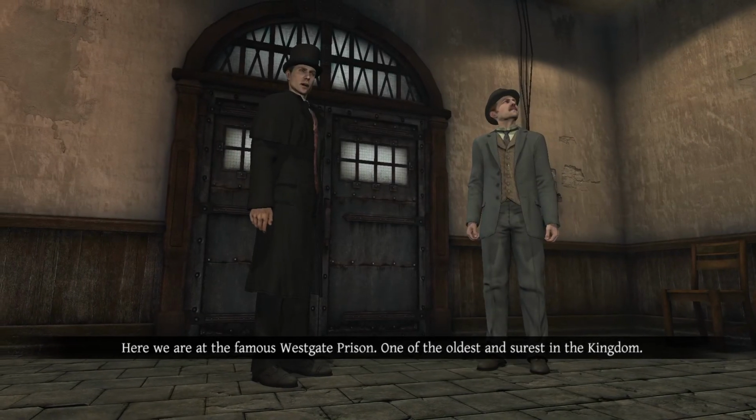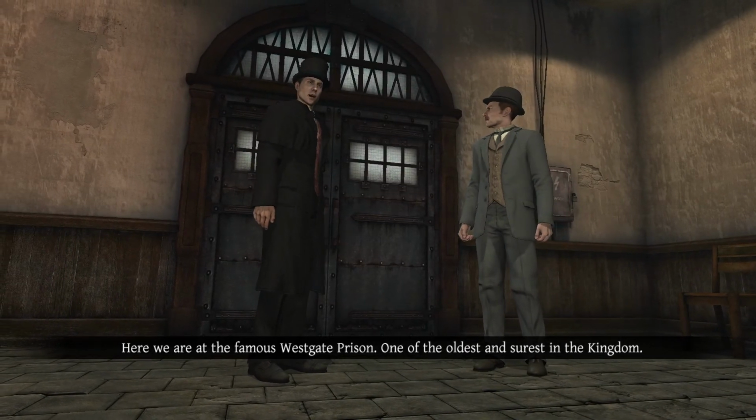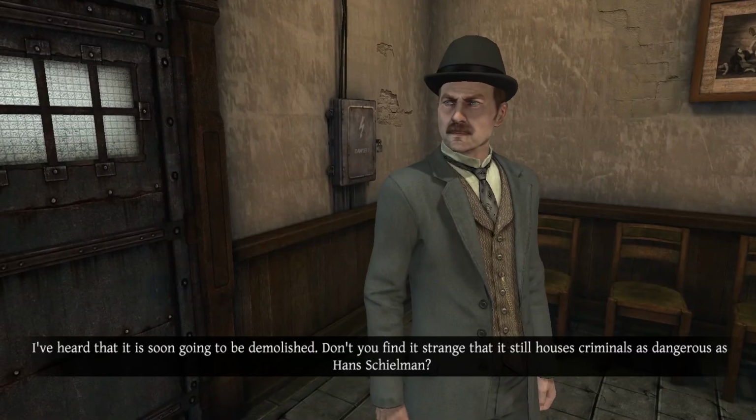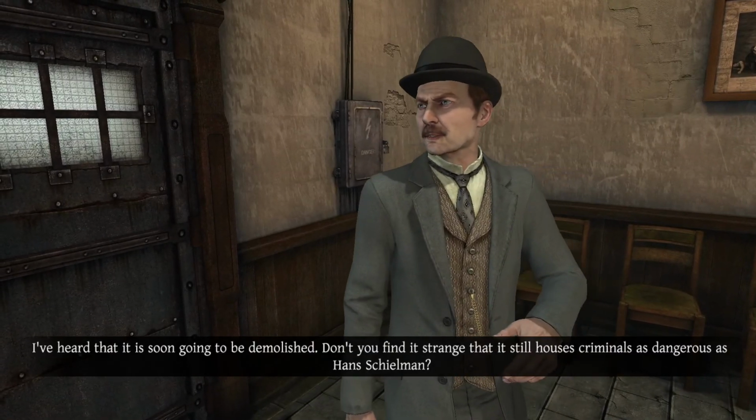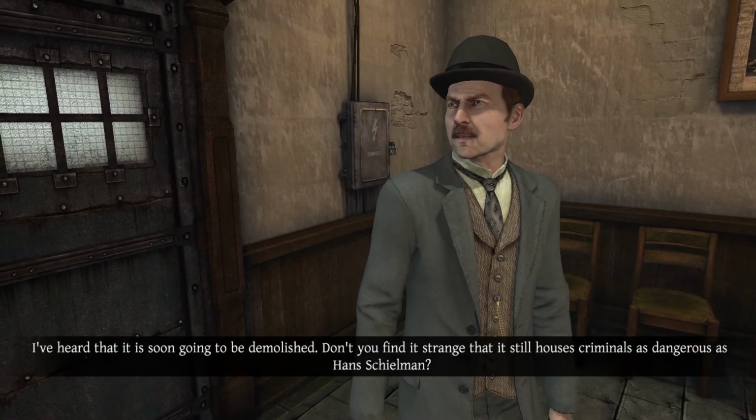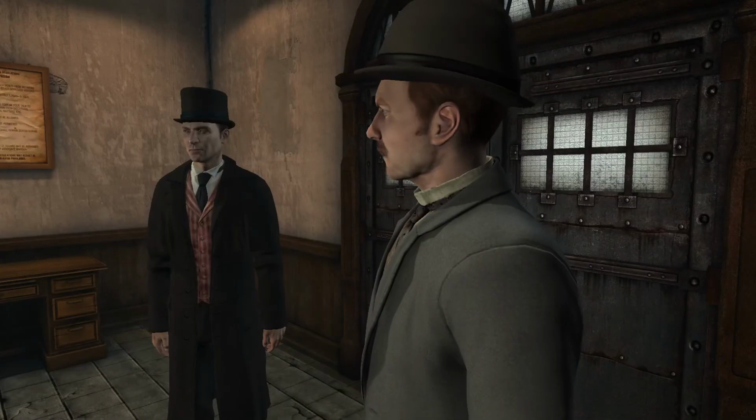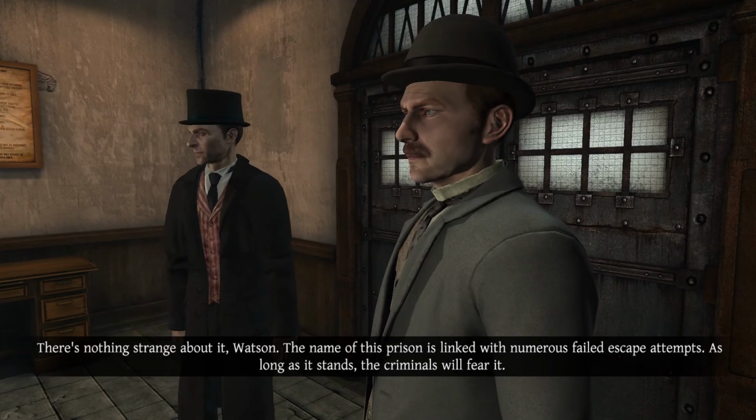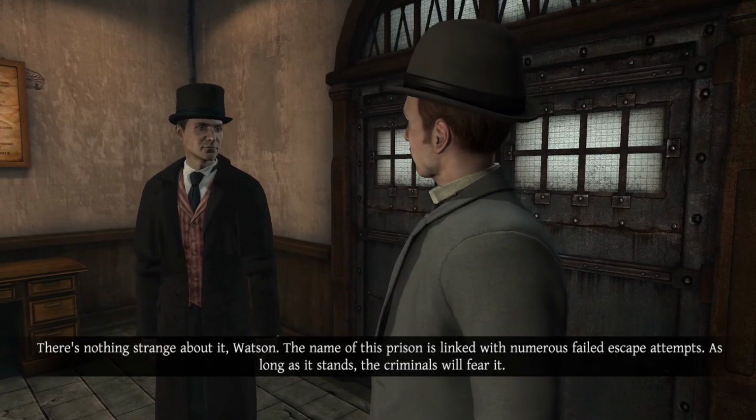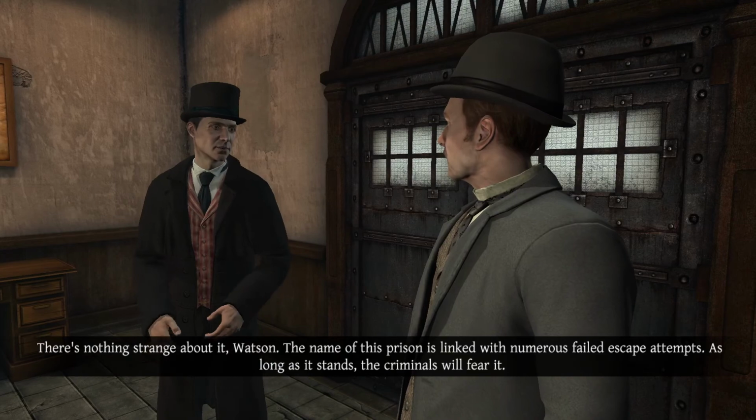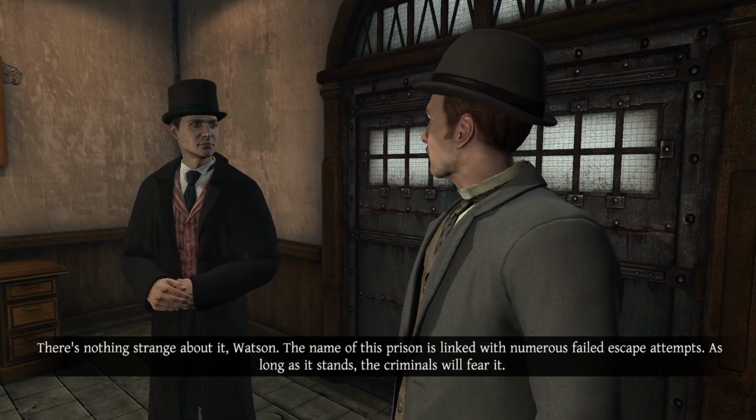Here we are at the famous Westgate Prison, one of the oldest and surest in the kingdom. I've heard that it is soon going to be demolished. Don't you find it strange that it still houses criminals as dangerous as Hans Schielmann? Why? There's nothing strange about it, Watson. The name of this prison is linked with numerous failed escape attempts. As long as it stands, the criminals will fear it.